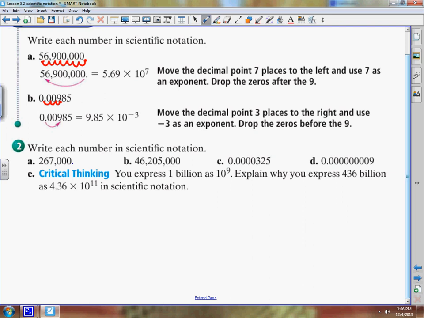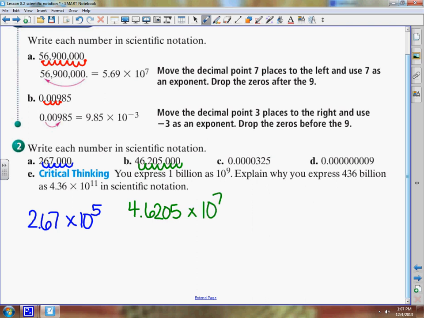So if I do A, I'm going to start here. I'm going to go 1, 2, 3, 4, 5. So it should be 2.67 times 10 to the 5th. B is 1, 2, 3, 4, 5, 6, 7. So it would be 4.6205 times 10 to the 7th. And then C is 1, 2, 3, 4, 5. So it would be 3.25 times 10 to the negative 5. And then D is 1, 2, 3, 4, 5, 6, 7, 8, 9. 9 times 10 to the negative 9th.